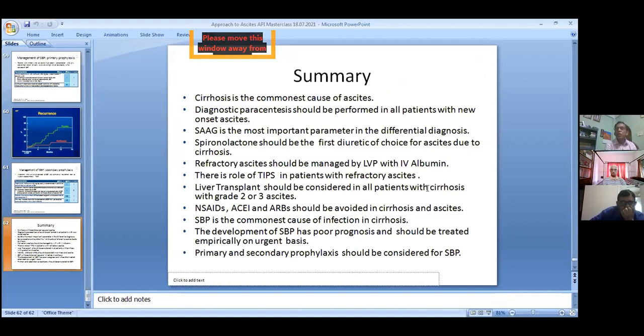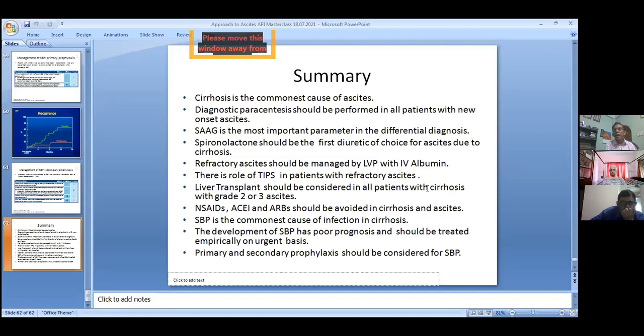Regarding the management of cirrhotic ascites, spironolactone should be the first diuretic of choice when the ascites is due to cirrhosis. Refractory ascites should be managed by large volume paracentesis with IV albumin. There is a role for transjugular intrahepatic portosystemic shunt in patients with refractory ascites. The liver transplant should be considered in all patients with cirrhosis with grade 2 or grade 3 ascites.